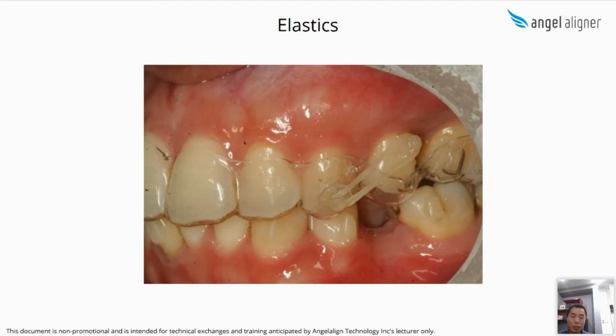So the direction is very important for the doctor to decide how to add the button, on which place, on the aligner, on which location.